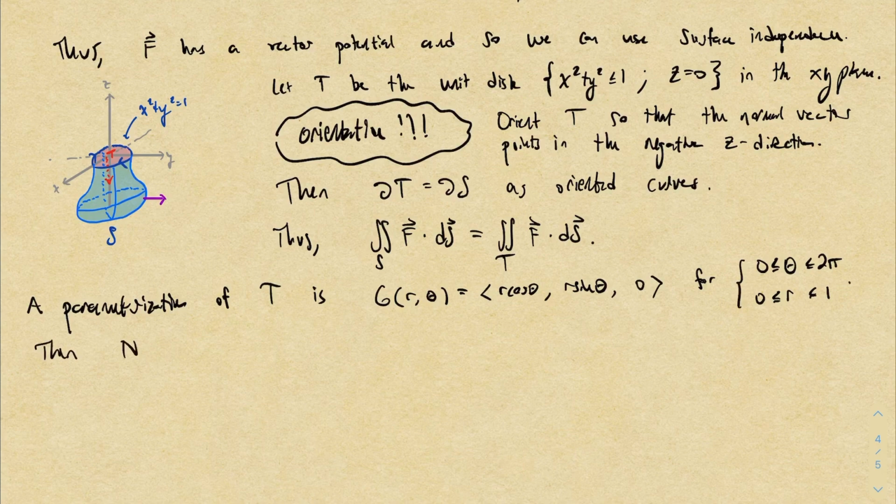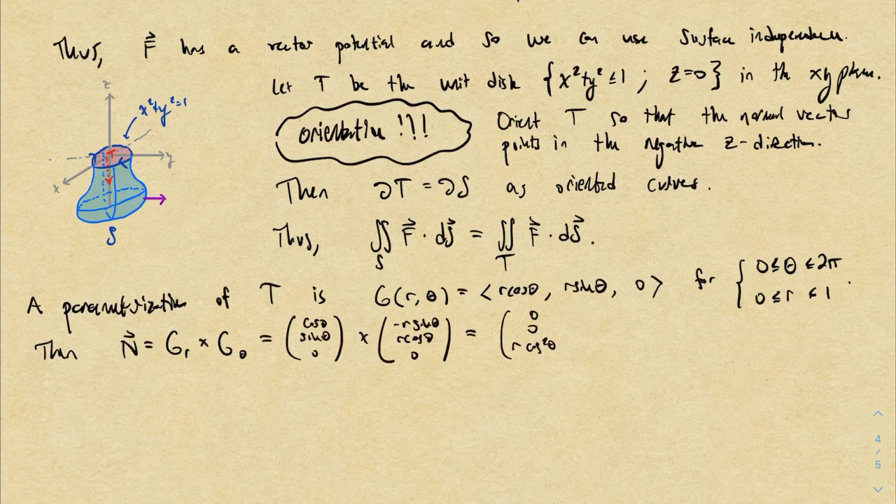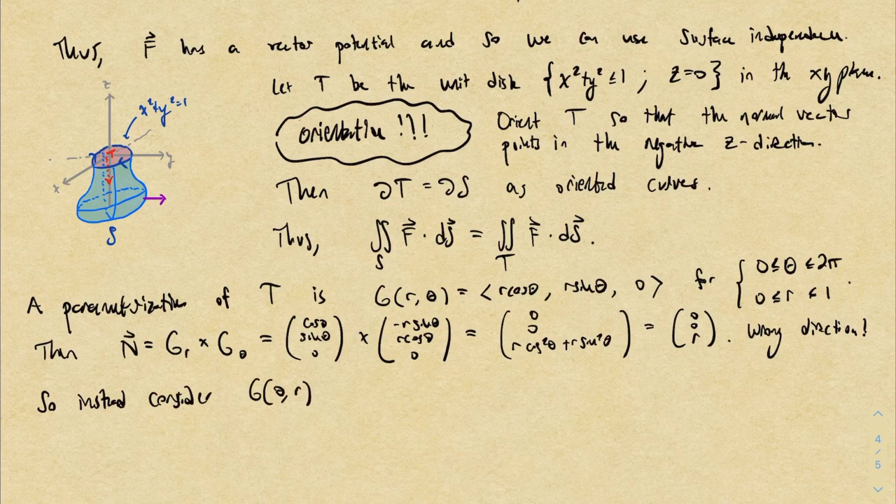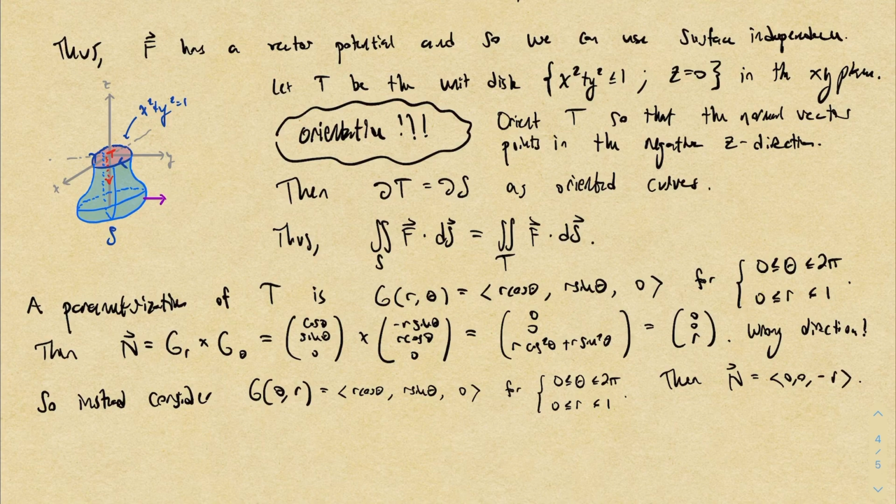Then I could compute the normal vector. I'll take the r derivative cross the theta derivative. You'd get the vector 0, 0, r, which points in the wrong direction. This vector is pointing up, and I want it to point down. So instead, I'll reverse the parameters and consider g of theta, r. I know that when I do that, the normal vector will point down. It will be the vector 0, 0, negative r.